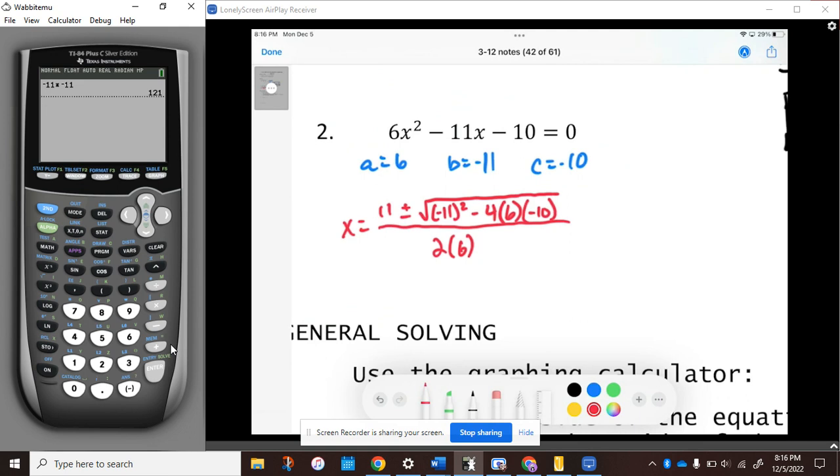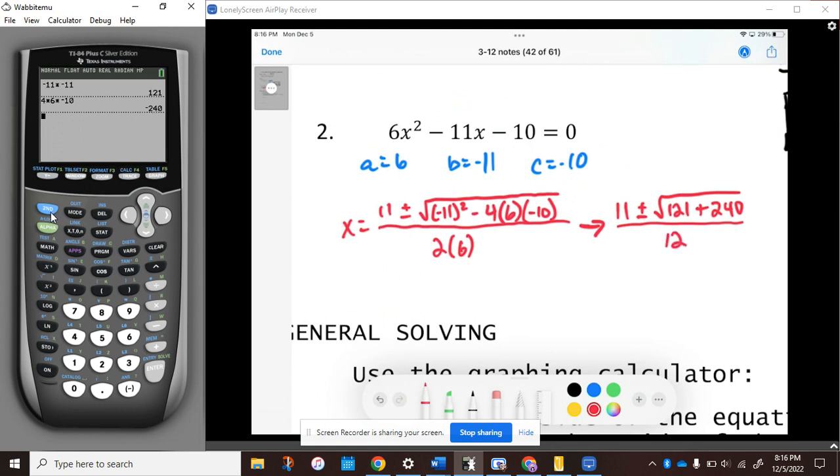Okay, let's simplify down where we can. We just said negative 11 squared is going to be positive 121. Let's look at your next one. 4 times 6 times negative 10 gives you negative 240. Now, here's the thing. When we're simplifying down, you got to be careful. 11 plus or minus this square root is going to be 121 minus negative 240. Well, when you're subtracting a negative, that's the same thing as adding positive 240, right? And then that whole thing is over 2 times 6, which is 12.